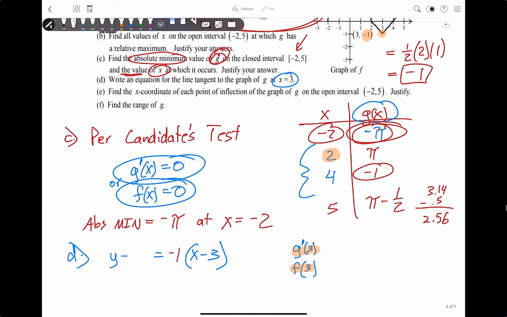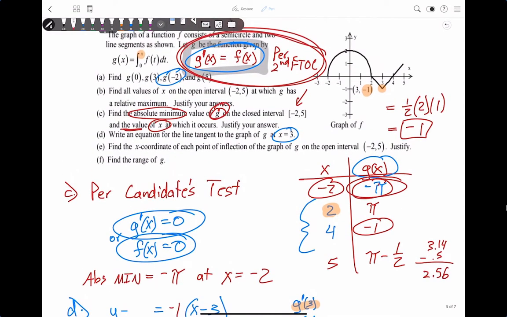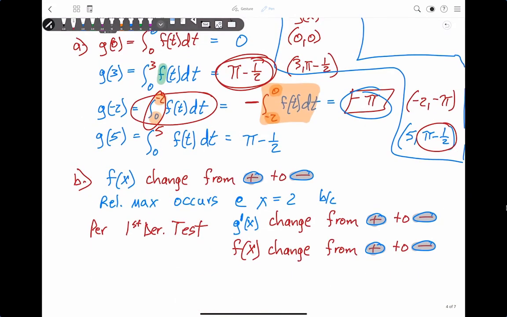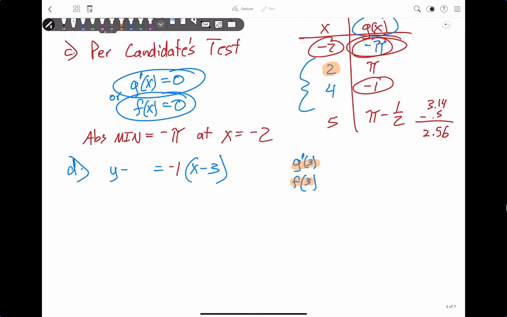And now we need to find g of 3. From before, we found in part A that g of 3 was pi minus 1/2. So pi minus 1/2 is going to go here. Be very careful because I have two terms here. I need parentheses so I don't make yet another negative calculus mistake. So there's my answer, though.